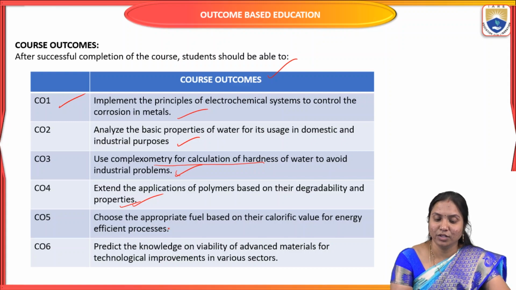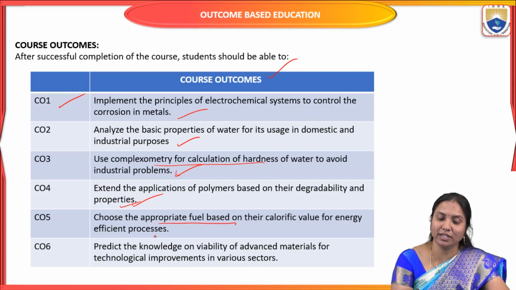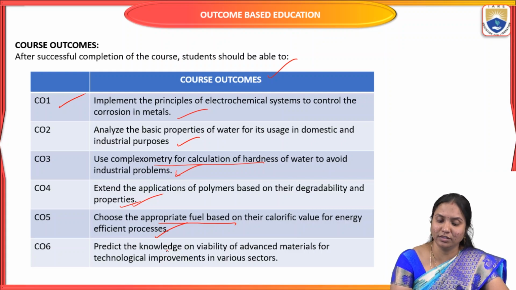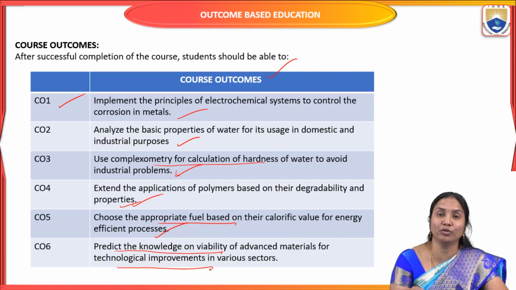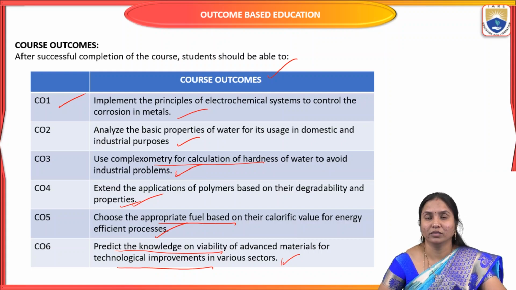CO5 is choose the appropriate fuel based on calorific values for an energy efficient process. This CO5 comes under the fourth module, energy sources. Next, CO6 is predict the knowledge and viability of advanced materials for technological improvements in various sectors. This CO6 comes under module 5, engineering materials. These are the course outcomes of my subject, chemistry. I hope you understood all.